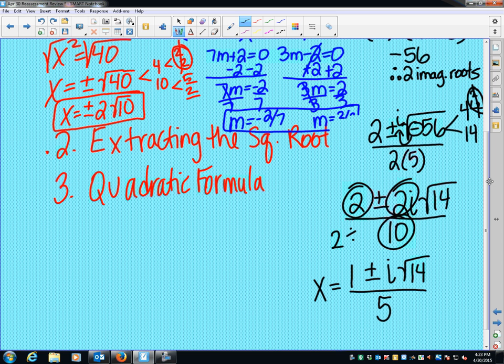x equals 1 plus or minus i root 14 over 5. Notice that is 2 answers, 2 solutions, because of our plus or minus. I'm keeping them together just because it looks nicer that way. And we did notice from up here, the imaginary root, that we should have known we were going to have an i in the final answer.